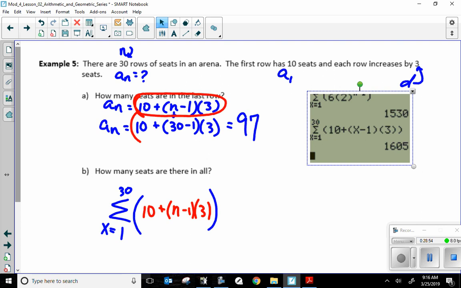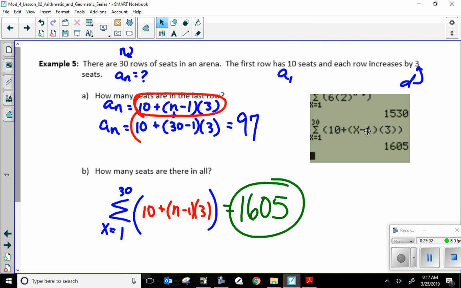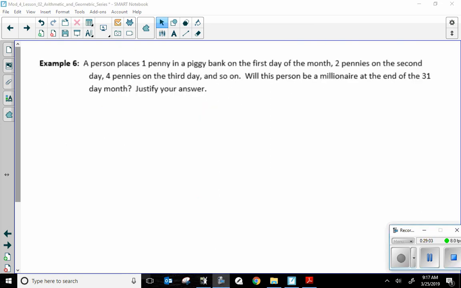1,605 seats in all when I add up all the rows. That venue can hold 1,605 people. Example 6, let's talk money.